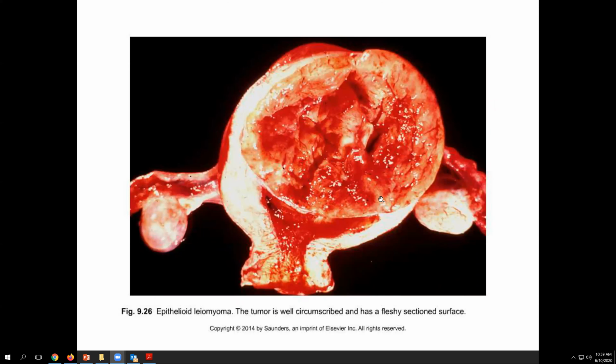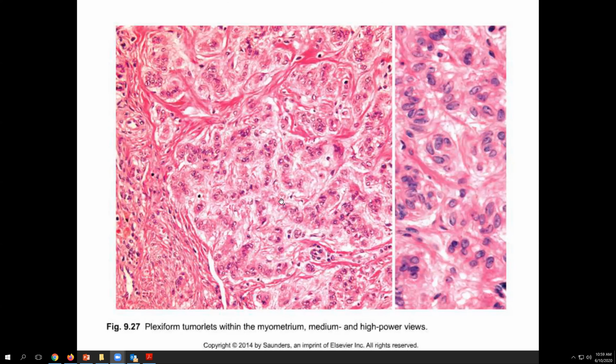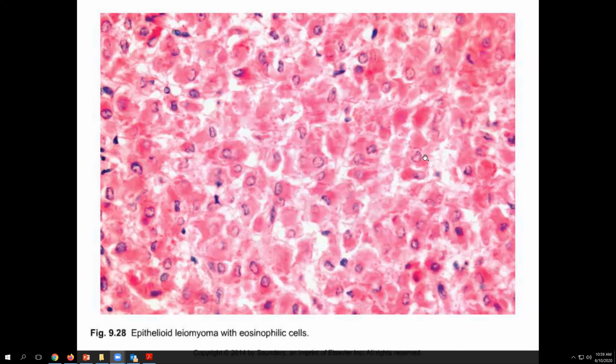Here's the gross appearance of this smooth muscle tumor, not particularly distinctive, a little bit more fleshy perhaps than other tumors. And here's the microscopic correlate, these epithelioid cells in nests or clusters, rounded groups, having not a spindle-shaped morphology. And here's a higher magnification showing, again, this epithelioid morphology, round cells, slight nuclear chromatin clumping.